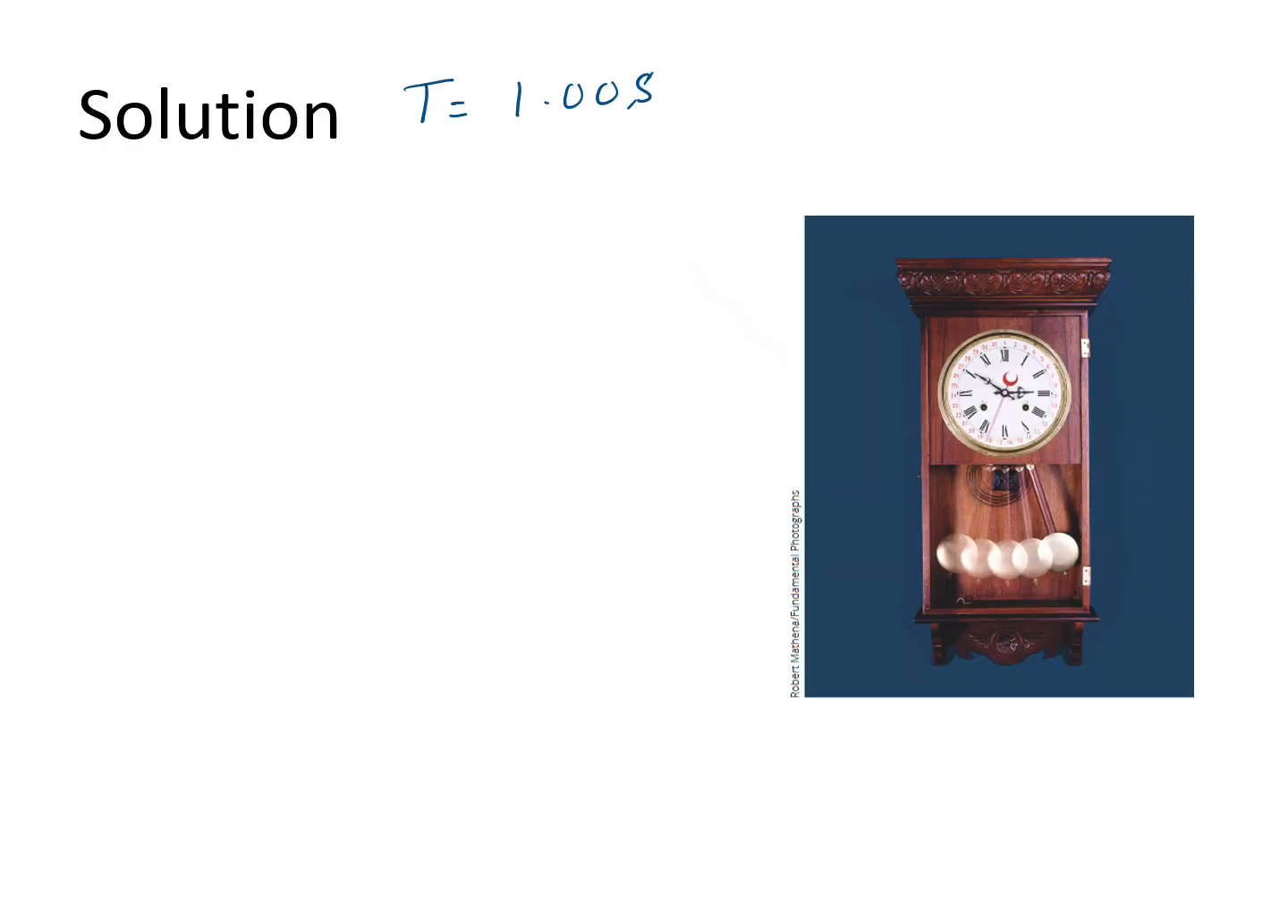We start with the period equation for a simple pendulum. The period equals 2 pi times the square root of length divided by gravitational acceleration. And we can rearrange this equation to find the length. So let's first square both sides. So T squared equals 4 pi squared L divided by g.